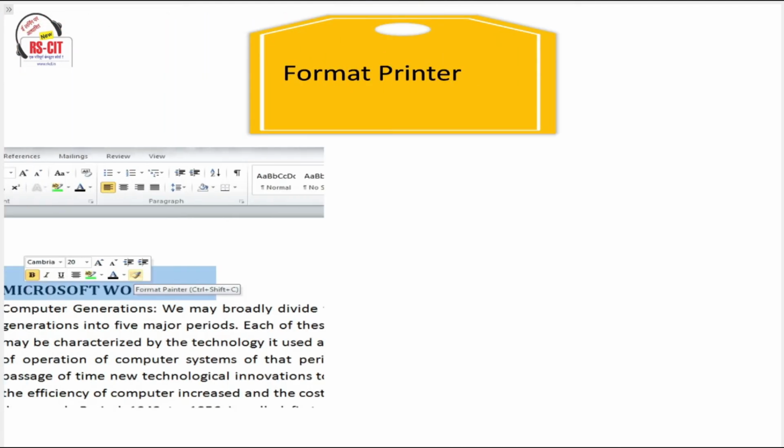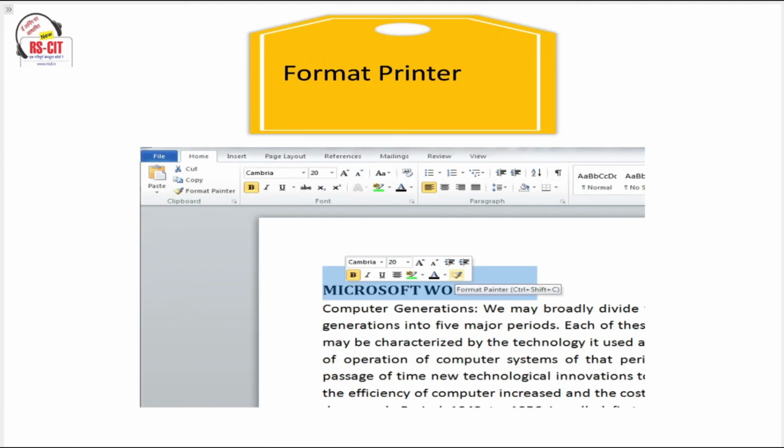Copying formatting. The Format Painter command allows you to copy the formatting of specific text and apply it to other text in the document. This feature can save you time and effort when multiple formats have been applied to text and you want to format additional text with all the same formats.